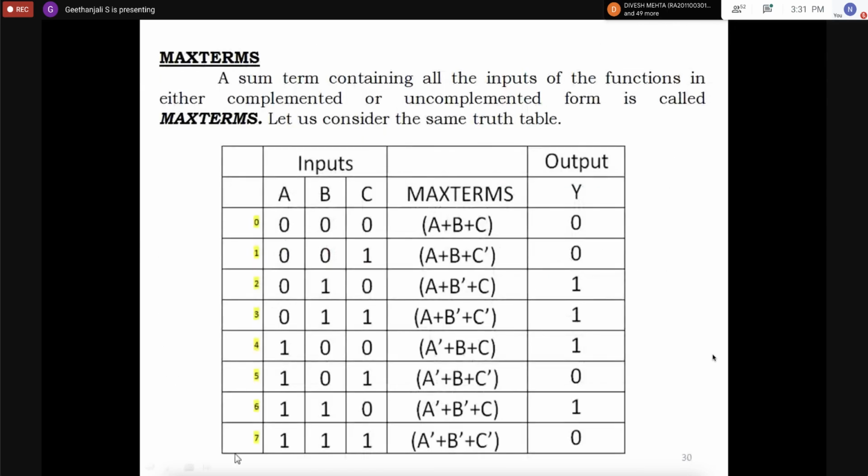Next, max term. A sum term containing all the inputs of the function in either complemented or uncomplemented form is called a max term. Let us consider the same truth table. A, B, C, plus; we have to put multiplication here, summation.